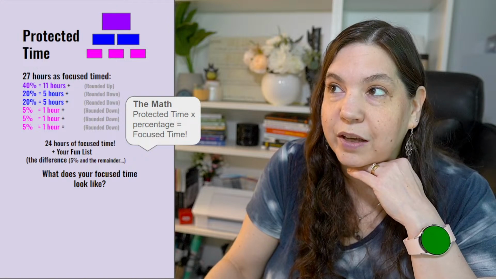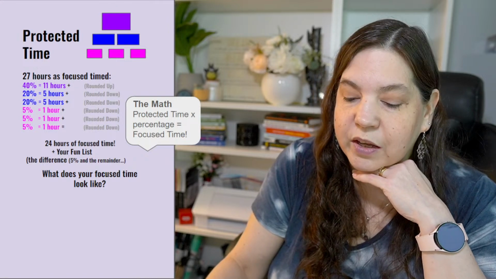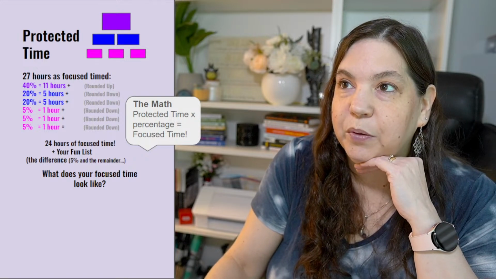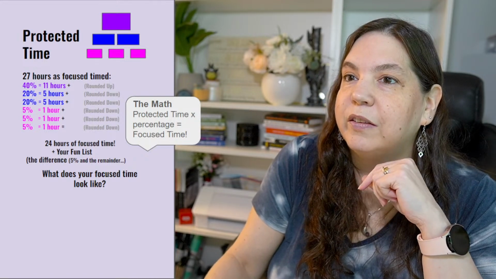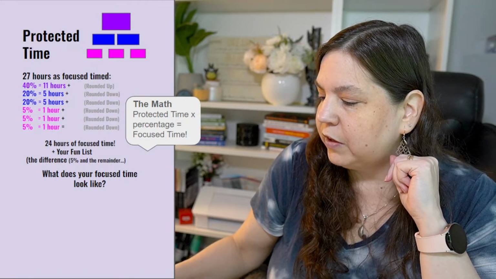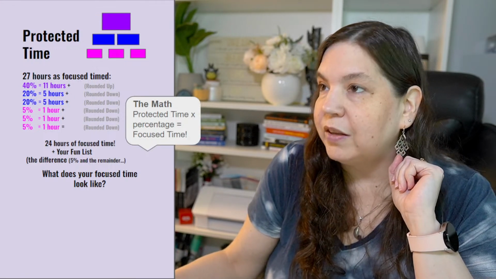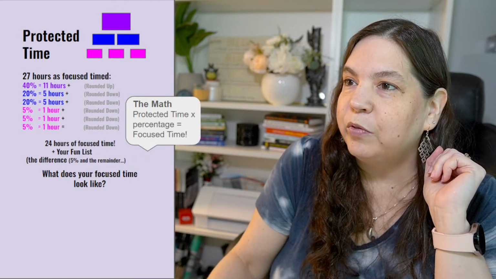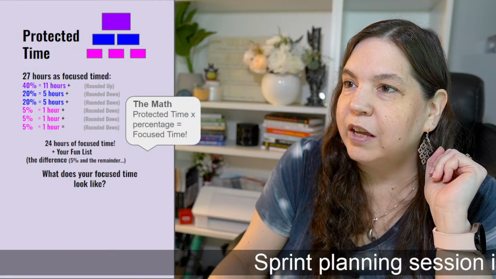So what does your focus time look like? You're going to use that protected time number that you came up with in the ticking clock exercise, and you're going to multiply that by the percentage. So let's see. If I take 50 and I multiply it by 40%, that gives me 20. So let's take 2 minutes and we will figure out what the percentages are and go.